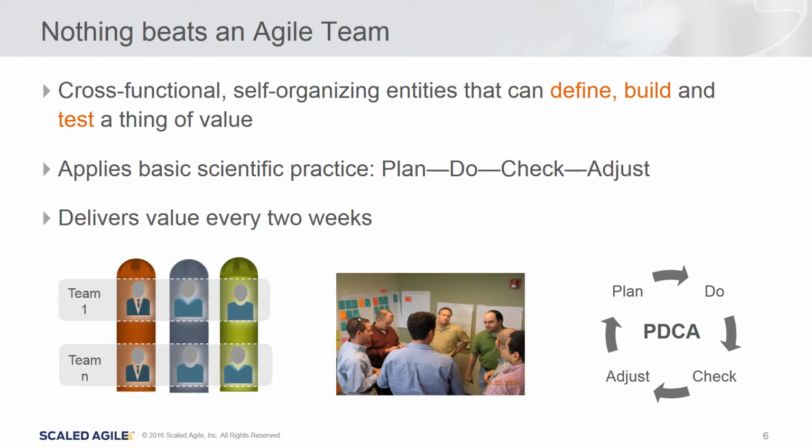They apply that basic scientific practice in what we call sprints or iterations, where they plan, do, check, and adjust together. They do that on a cadence, and they do it frequently. They make it routine by doing it routinely. Really, that's all they do. That is the development model. Plan, do, check, adjust, and deliver value every 2 weeks.